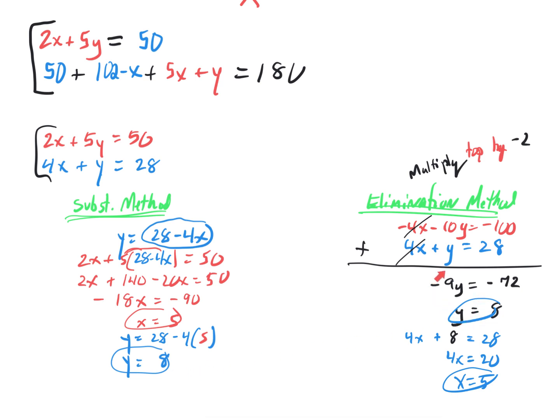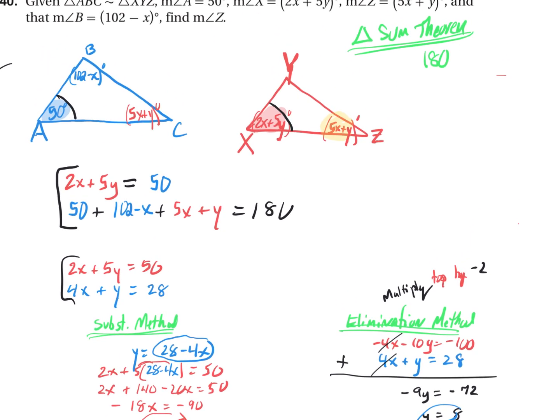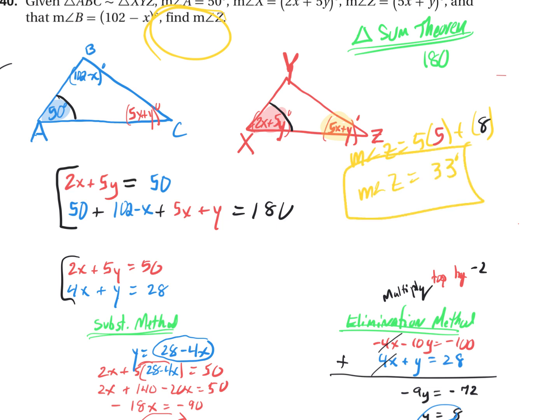And if y is 8, you can substitute it anywhere. I'll put it right here. 4x plus 8 is 28, so 4x is 20, and x is 5, just like before. So x is 5 and y is 8. And so to do what they're asking, the measure of angle Z is 5 times the x value plus the y value. And the x value was 5 and the y value was 8. So the answer is 25 plus 8, or 33 degrees. All right, I hope that helped.